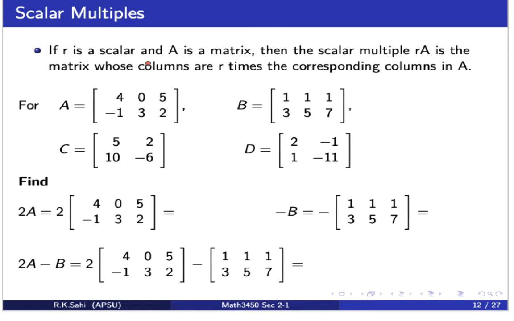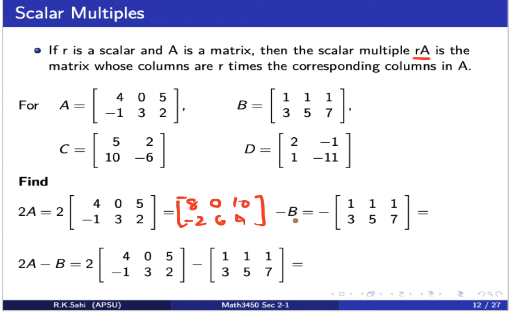Now, if R is a scalar and A is a matrix, then a scalar multiple RA is the matrix whose columns are R times the corresponding columns in A. Very simple. You multiply R to every element inside the matrix. That's simply what a scalar multiple of a matrix means. So for example, if I want to find 2 times A, what would it be? 2 is going to be multiplied to every element inside this matrix. So 8, 0, 10, minus 2, 6, and 4.